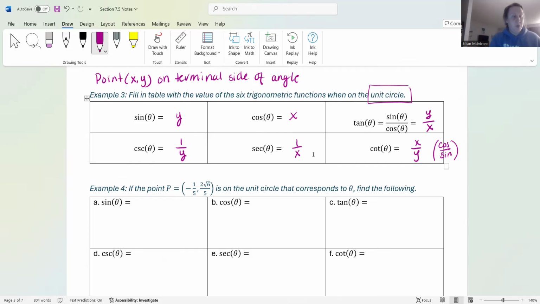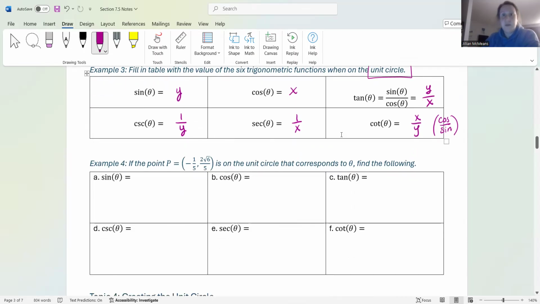So we're going to have a point that we're being told is on the unit circle. Let's figure out what sine, cosine, and so forth are. So let's figure out the 6 trigonometric functions if we have the point (-1/5, 2 square root 6 over 5). So this is some random point on the unit circle. If we were to draw an angle, we would have our terminal side intersecting the unit circle at this point, (-1/5, 2 square root 6 over 5).